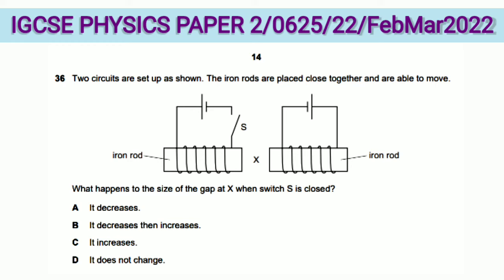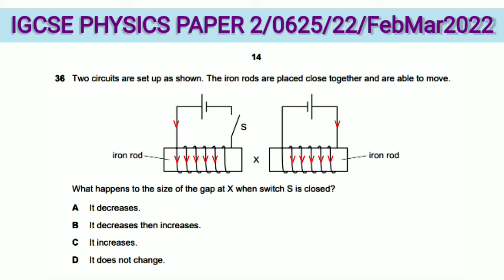Question 36 is our next question. Two circuits are set up as shown. The iron rods are placed close together and are able to move. What happens to the size of gap at X when switch S is closed? In this figure, current is moving from positive to negative direction in a clockwise manner. In figure on the right also, current is moving from positive to negative in clockwise manner.